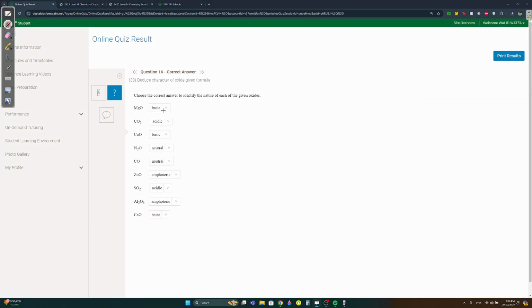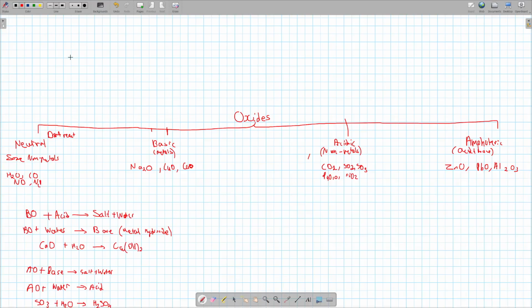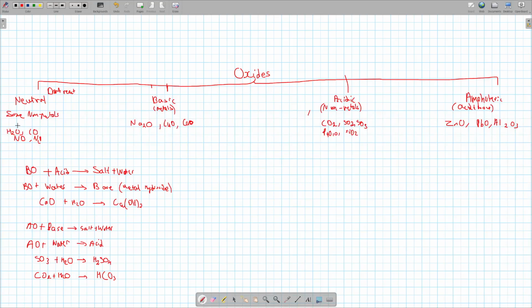Question 16. Okay. MgO, metallic oxide, basic. Carbon dioxide, non-metallic oxide, acidic. CuO, it's a metallic oxide, basic. N2O, this is one of our neutral exceptions, right? Okay. CO, again, another one of our neutral exceptions. What were the neutral ones? Let's see. What were they? They were water, of course, H2O, CO, NO, and N2O.